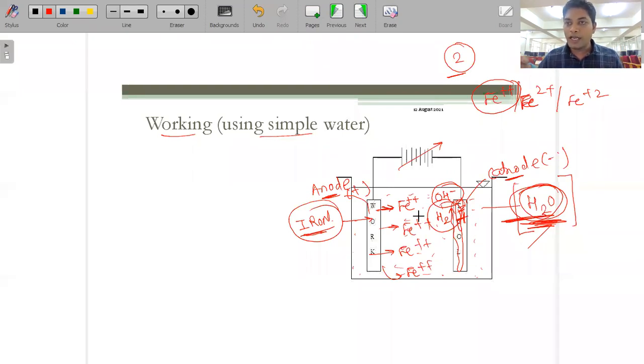Now what will happen, how is the material removed? The positive ions removed from the workpiece react with the OH minus ions and form sludge. Because of that, the material starts depleting from the workpiece area. This is the mechanism, or the working. So please keep in mind, these are the reactions that take place at the anode and the cathode.